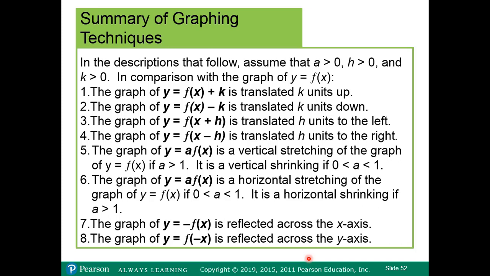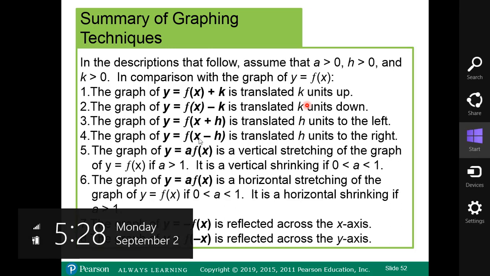So here is the summary of the techniques of graphing functions based on our basic function. Understand those basic functions. That's going to be the key to make this really easy. In the descriptions that follow, assume that a is greater than 0, h is greater than 0, and k is greater than 0, in comparison with some graph y equals f of x. Then, if we add or subtract outside the function, we're translating either k units up or k units down, respectively.